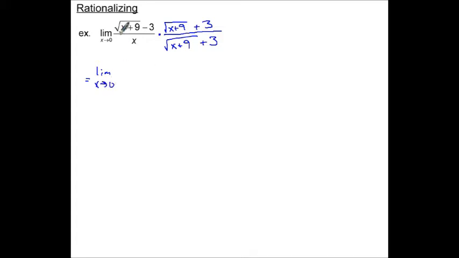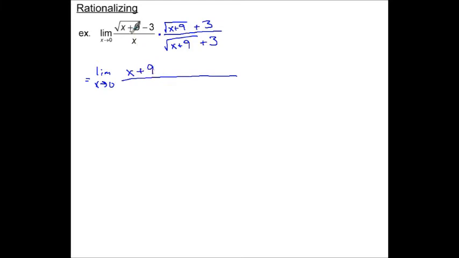I'm going to FOIL the numerator, but remember, I'm FOILing conjugates, so if you remember conju-FOIL, I really only have to do the F and the L part because the O and the I are going to cancel. So here we go. The root x plus 9 times the root x plus 9 gives me a nice clean regular x plus 9.